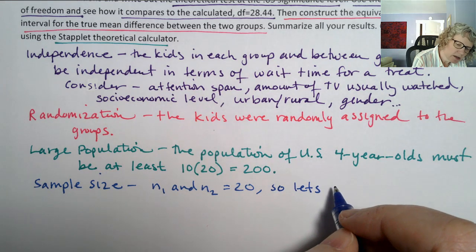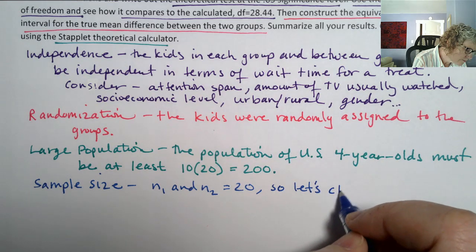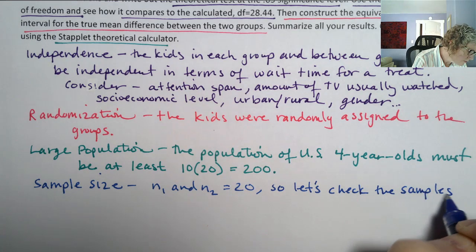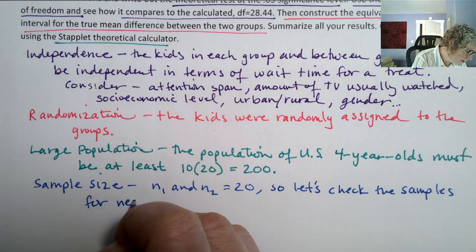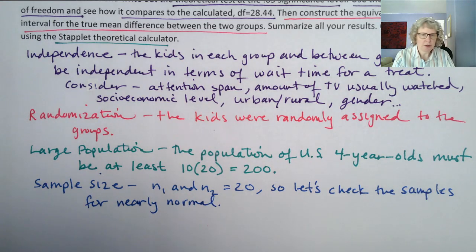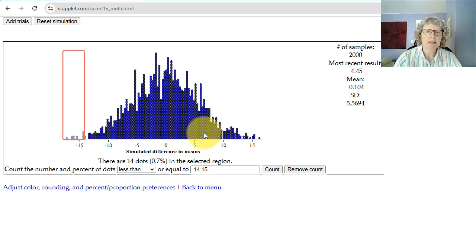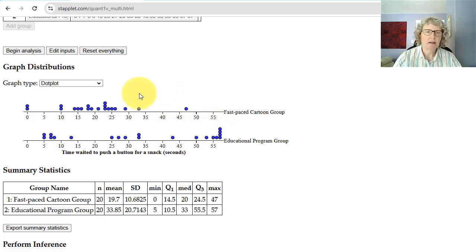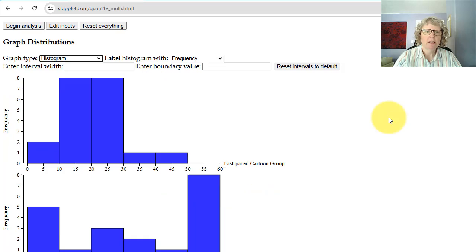Let's check the samples for nearly normal. And because they're not over 30, that was the third option. Okay, so let's check that out. We already have, hopefully you still have it, our data in Statlet here. We were doing this simulation in the first video. So now I want to go back and select histogram under the graph distributions.